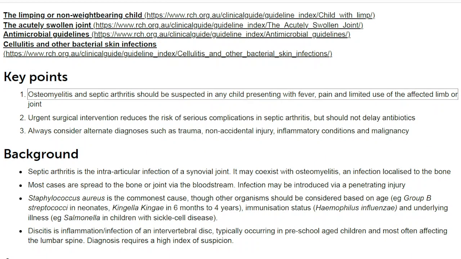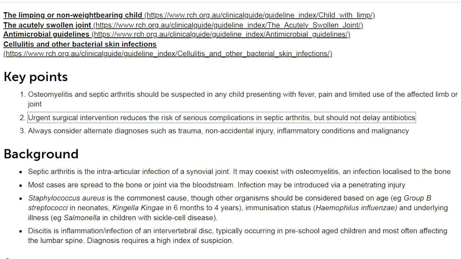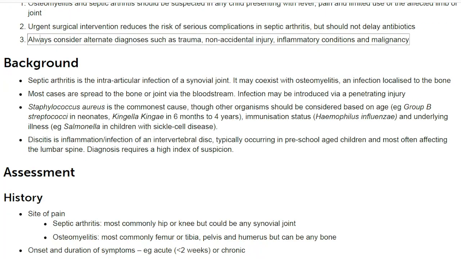Osteomyelitis and septic arthritis should be suspected in any child presenting with fever, pain, and limited use of the affected limb or joint. Urgent surgical intervention reduces the risk of serious complications in septic arthritis, but should not delay antibiotics. Always consider alternate diagnoses such as trauma, non-accidental injury, inflammatory conditions, and malignancy.